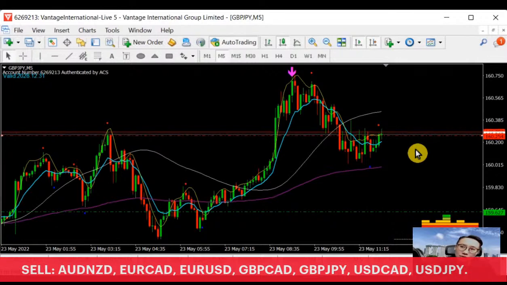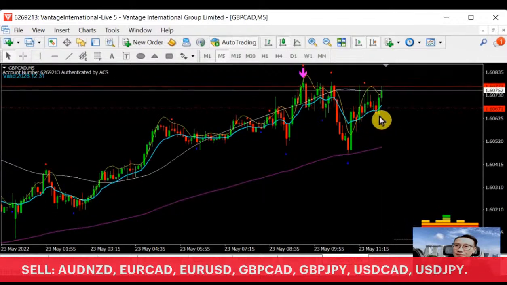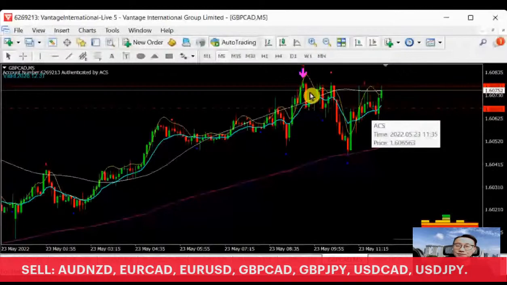Whatever it is, right now the most potential one that I'll be looking at is still pound yen. Another one that you see, like I say, is when it comes back.